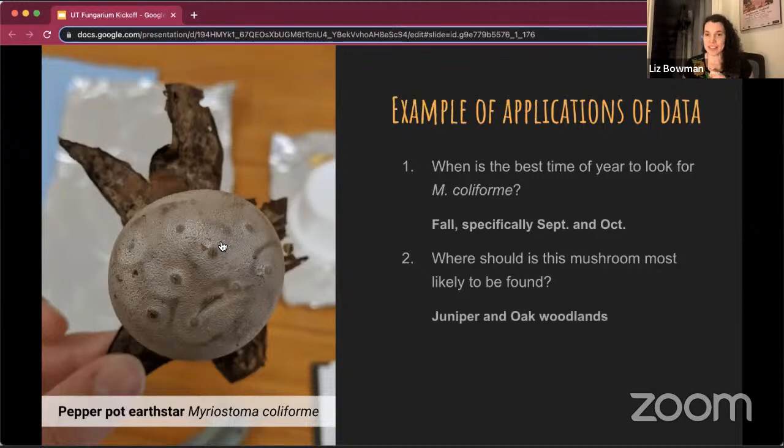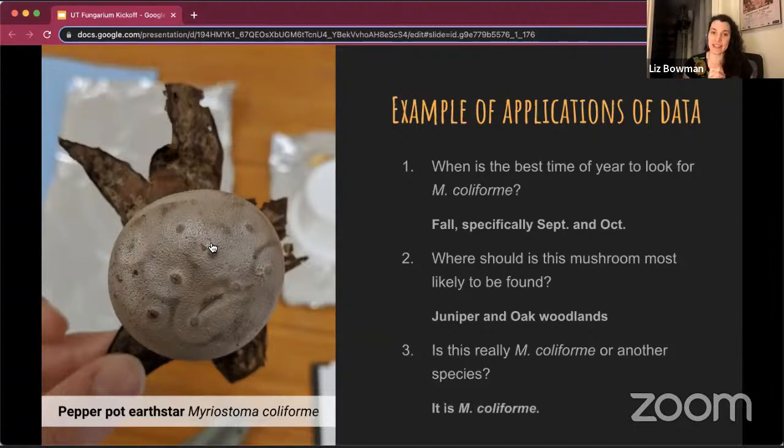You can go ahead and keep clicking. Yeah. Thank you. I shouldn't have done animations. And then with this data, I did find that it is Myriostoma cauliforme. So this is all analyses that you can do with this publicly available data. You can go ahead and go to the next slide.